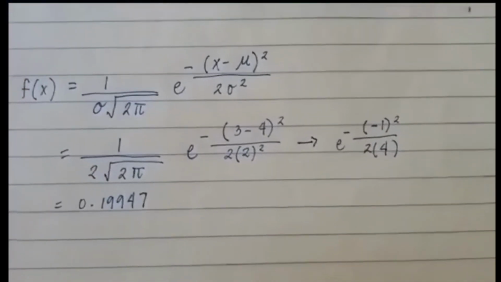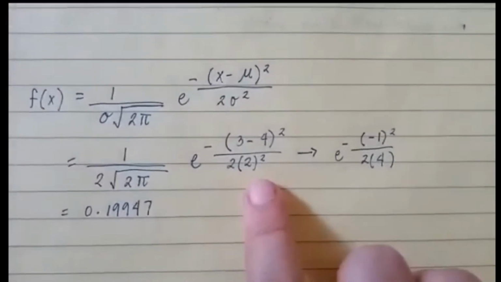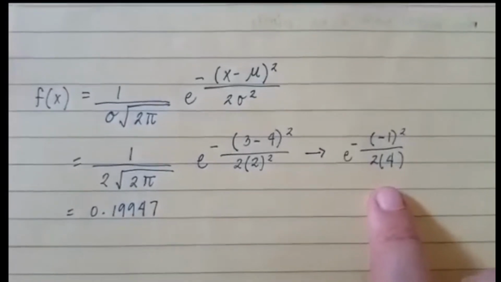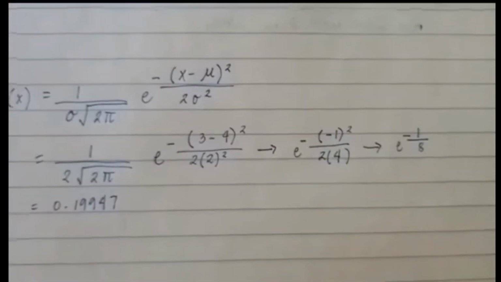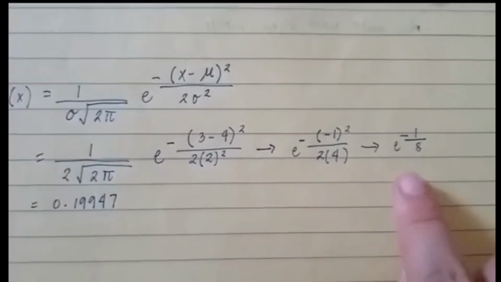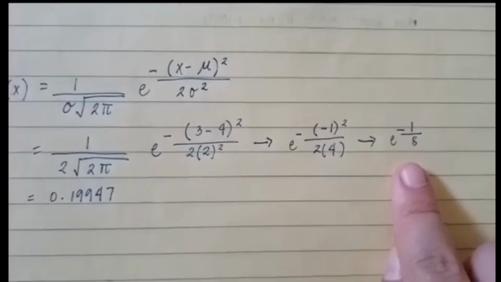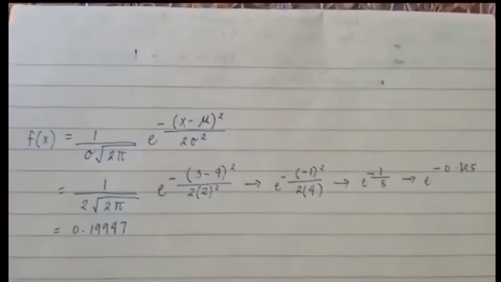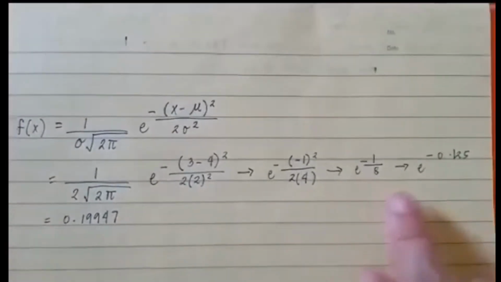over 2 times the quantity of 2 squared. That is equal to e raised to the power of negative 1/8. Reducing it into its decimal form, we now have e raised to the power of negative 0.125.